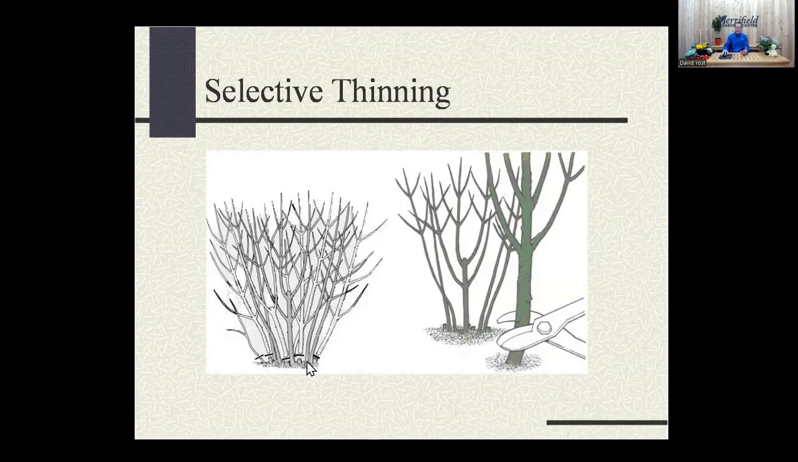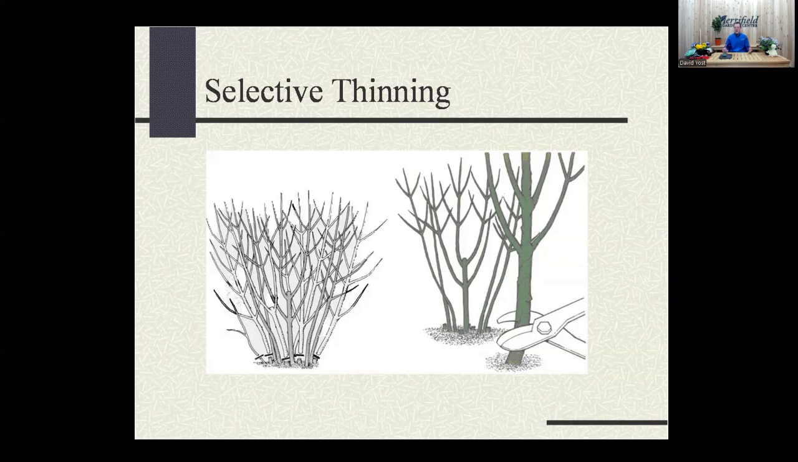I'm removing branches. And what we're trying to see in this diagram is I'm going through here, not cutting the whole plant down like we did in renewal pruning, but I'm cutting some of the weaker branches, some of the branches that might be rubbing and crossing that's in there, trying to open up the canopy, give it a little better form to it.